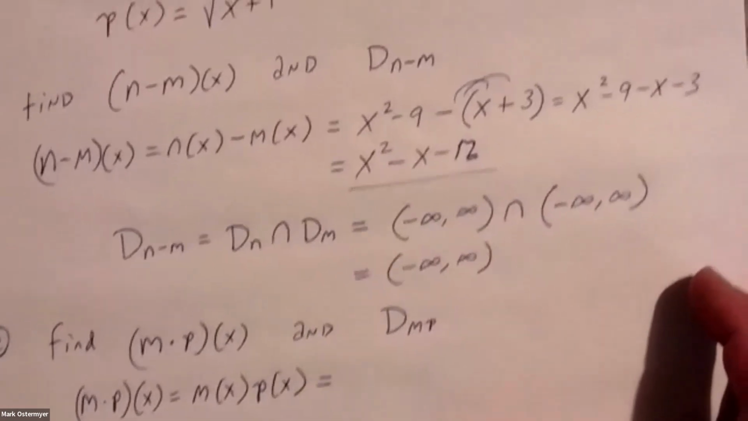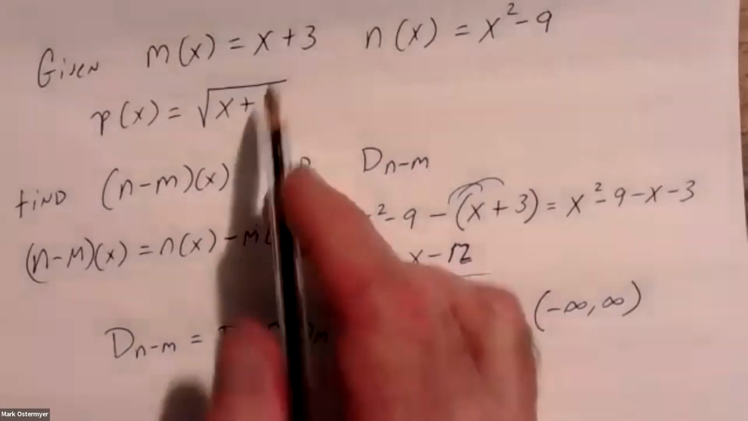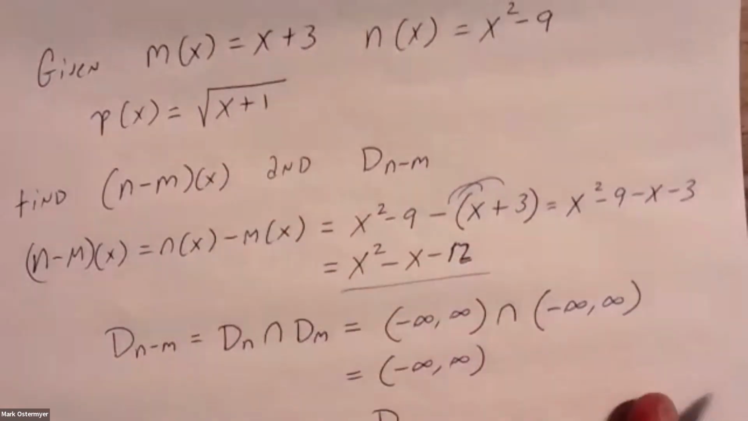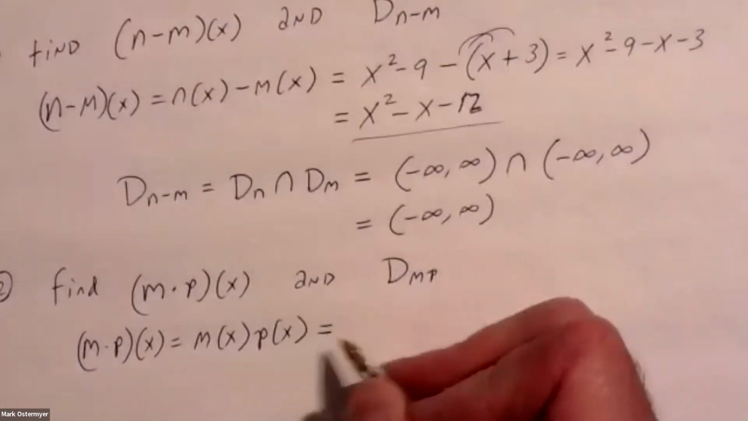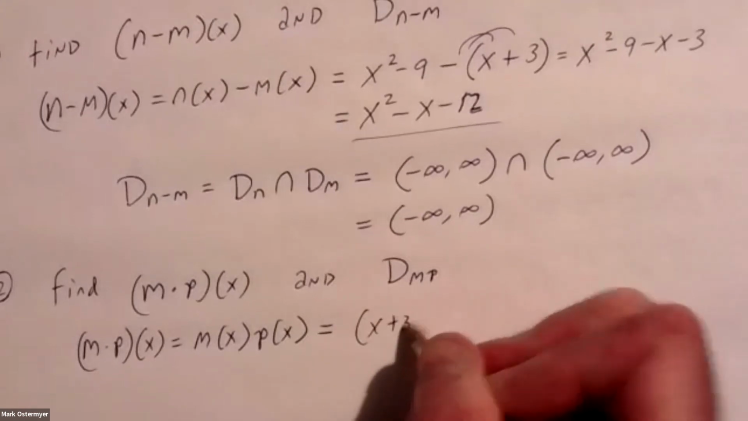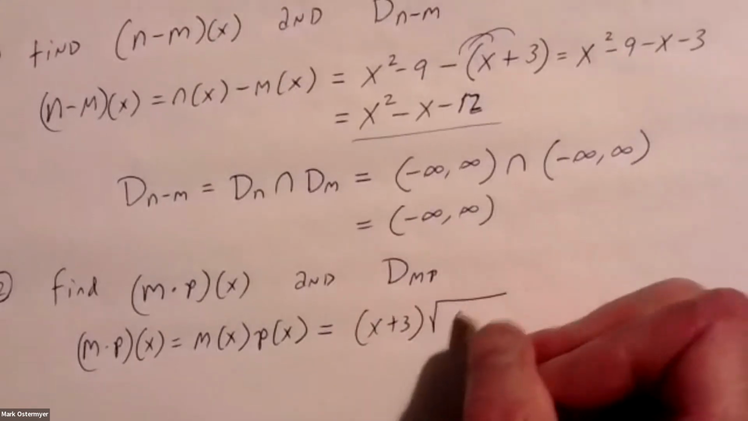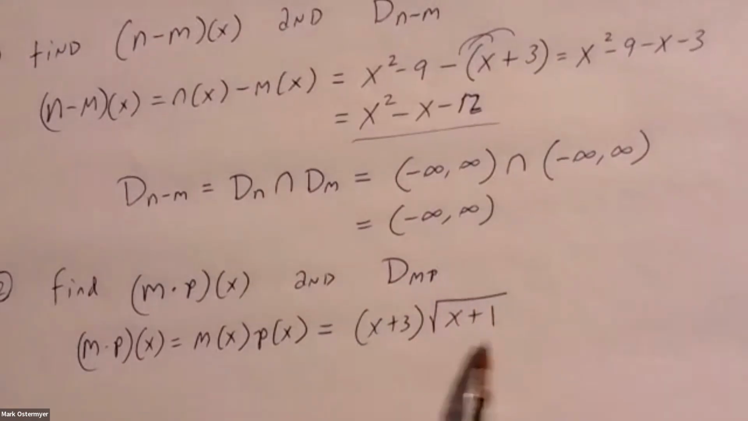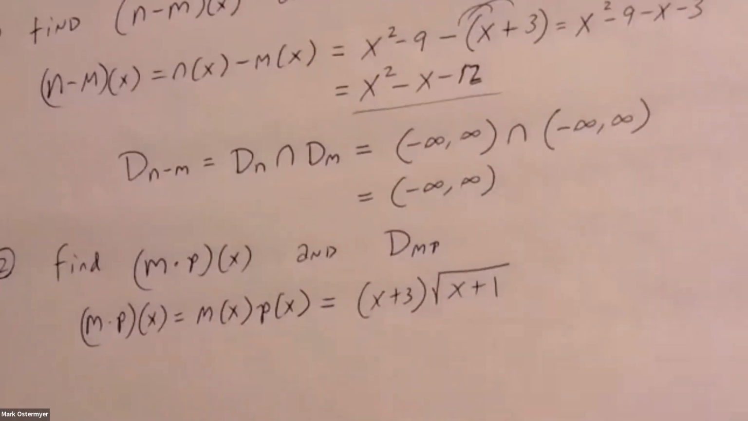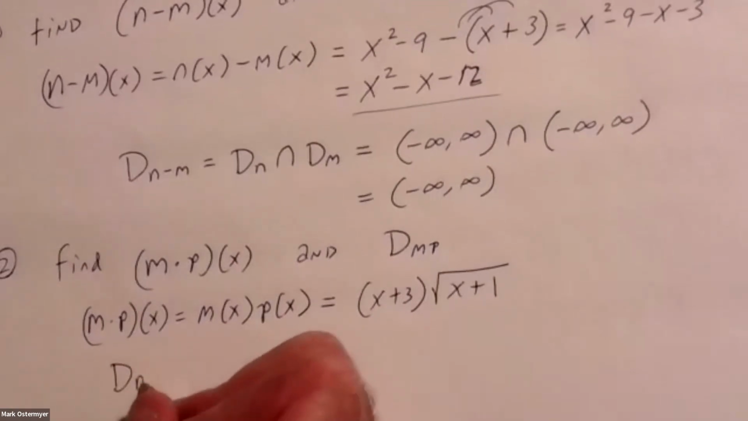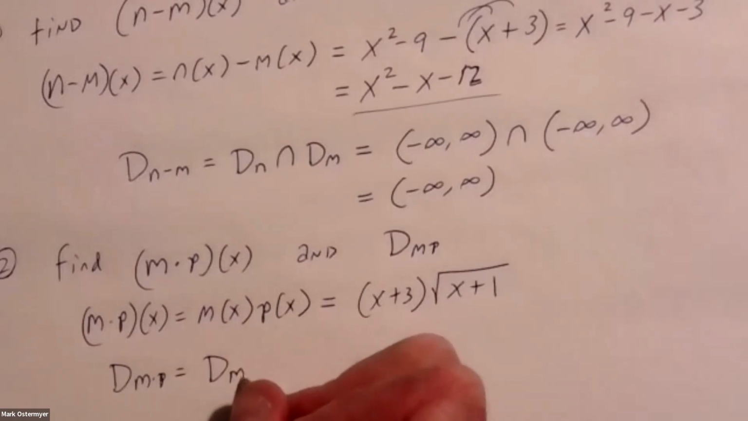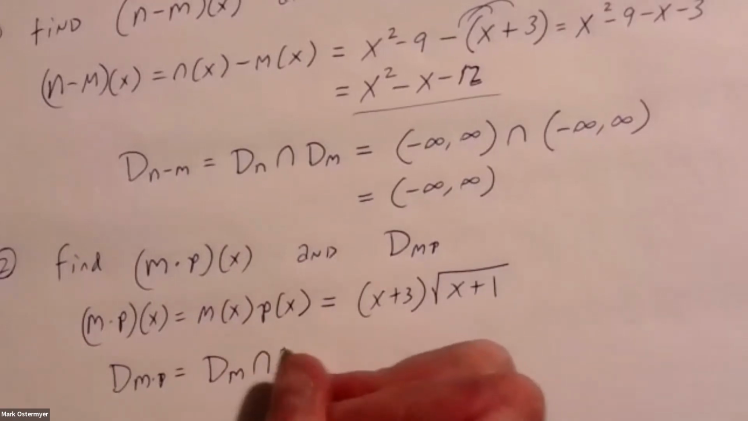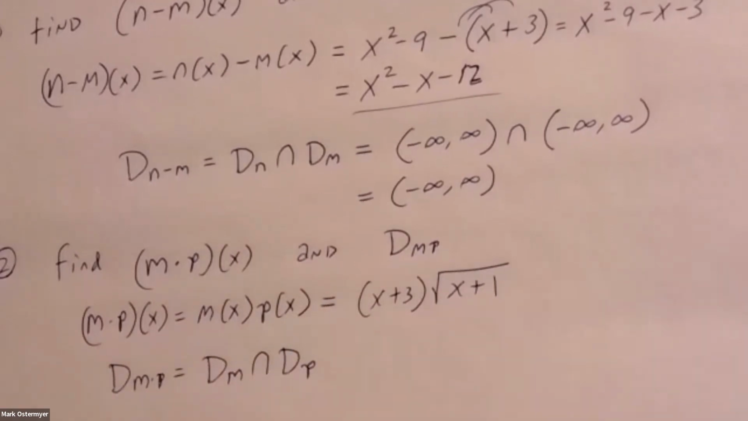Well, what's m of x? M of x is defined to be x plus 3, and p of x is a square root function. So m times p of x is going to be m of x, which is x plus 3, times p of x, which is the square root of x plus 1. That's our new function called m times p of x. And the domain of this new function, m times p, is going to be the intersection of the domains of function m and the domain of function p.